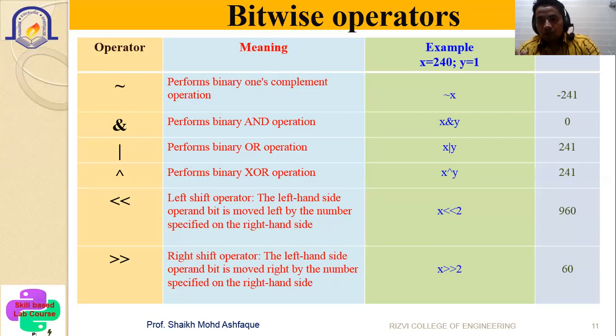How will the table be? 0 0 will be 0. Whenever A and B are 0, the output is 0. When any one is 0, the output will be 0. When both are 1, then only it will be 1. So in that way you will perform the AND operation.